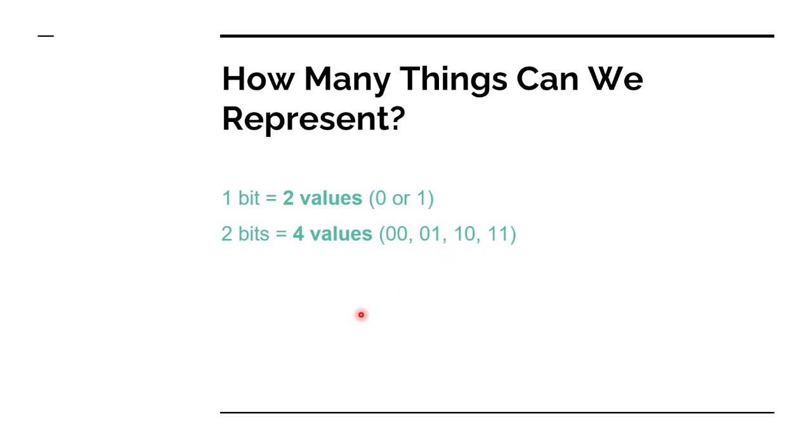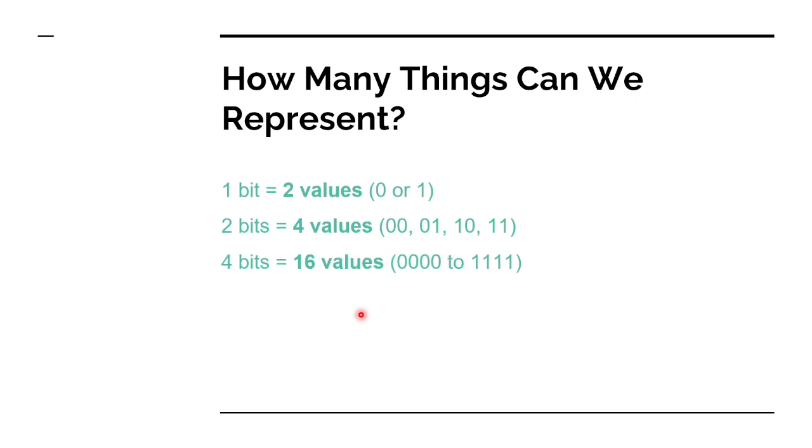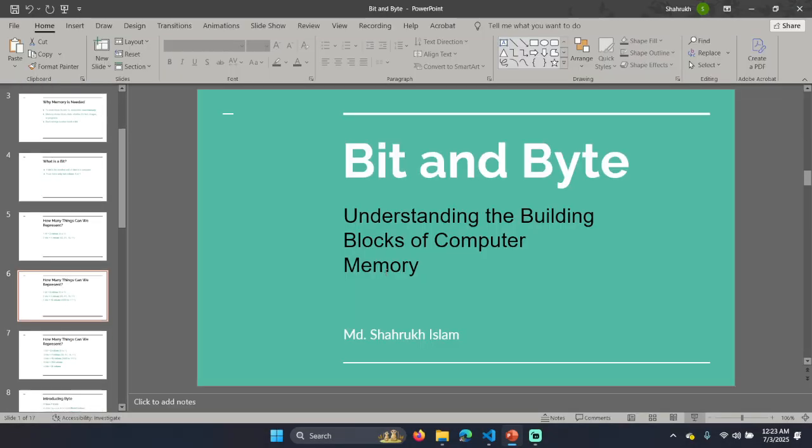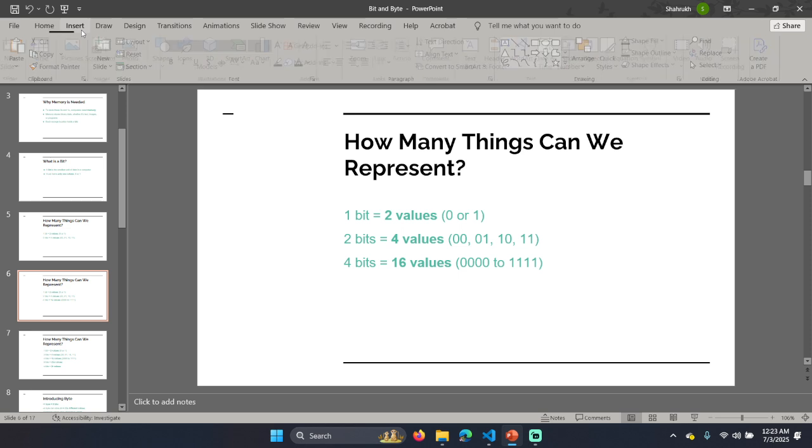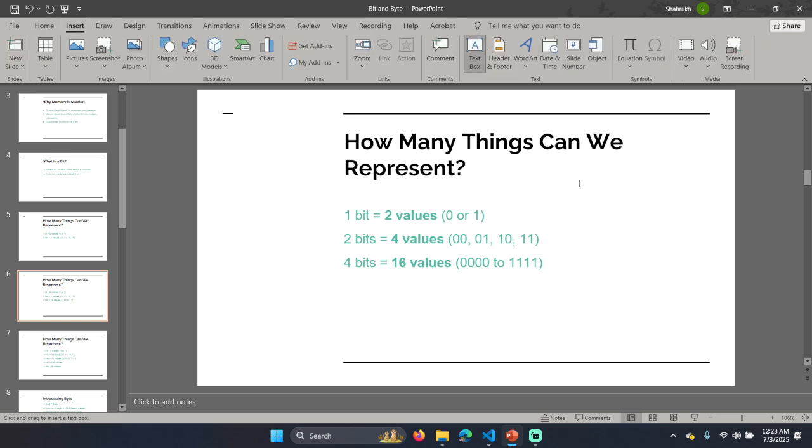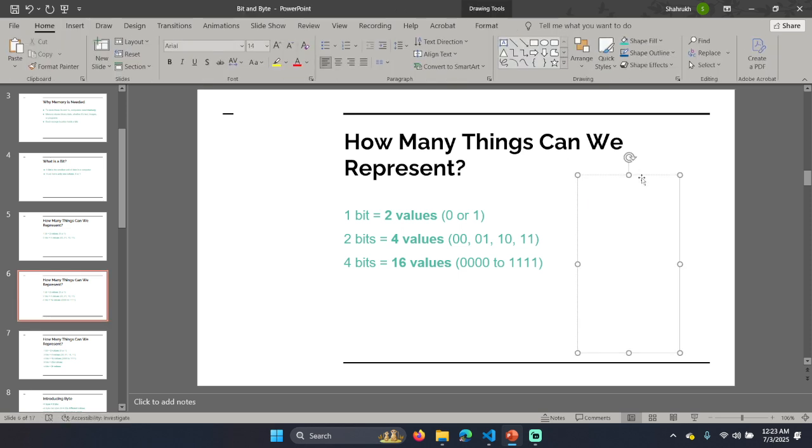Okay, but what will happen if we take 4 bits? How many values can it hold? Let's check. With 4 bits, we can hold 16 values. How is that possible? What are these 16 values? Let's see with an example. Okay, let me take a text box. I will write 16 values here.